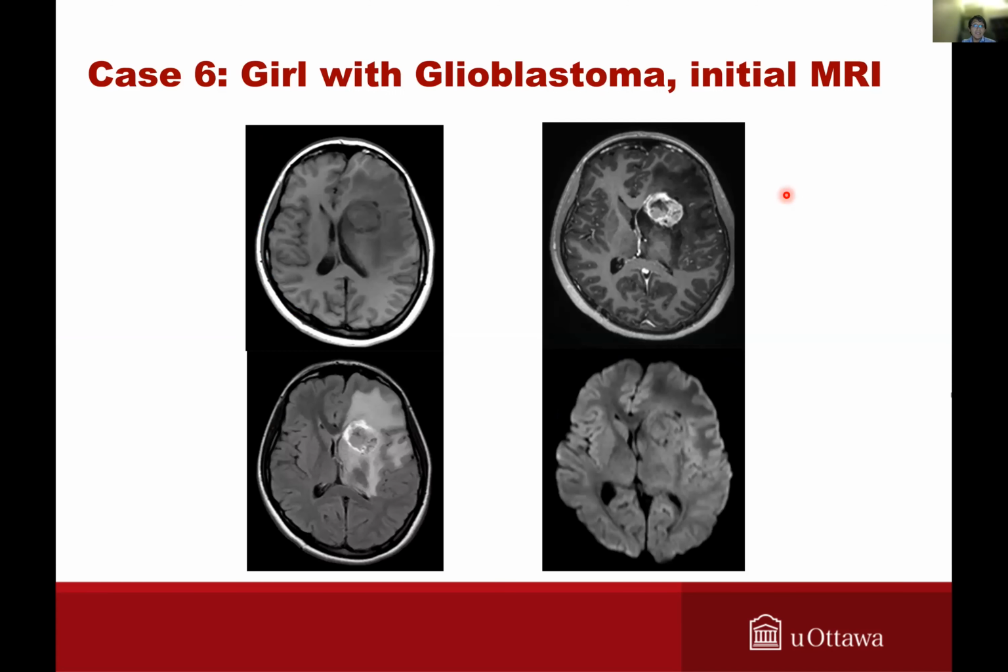This is a different patient. This is a girl with a glioblastoma. This is the initial MRI. You see a lesion, a horrible lesion, very heterogeneous, with some hypointense areas in the periphery, lots of edema. Post-contrast has a very heterogeneous enhancement, with areas in the center that do not enhance. This is a FLAIR, and you see these areas of high signal intensity on T2 FLAIR in the periphery. This was post-contrast, and also this is the B1000 that doesn't show much diffusion restriction there.